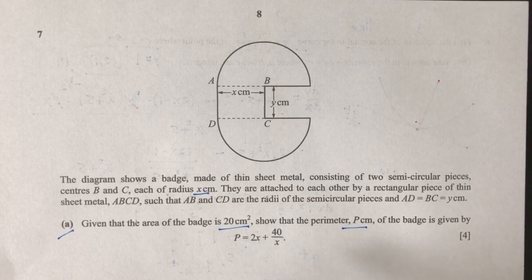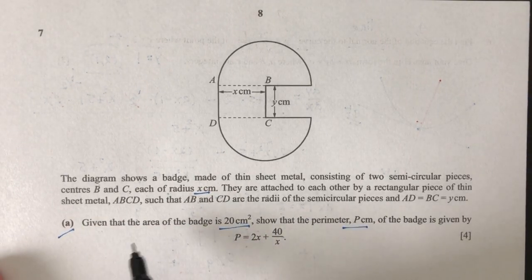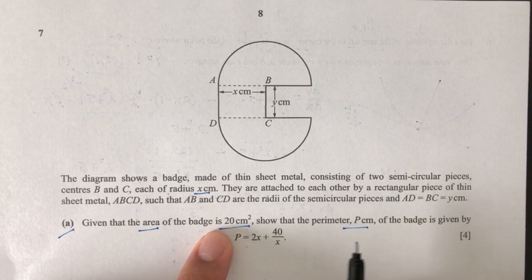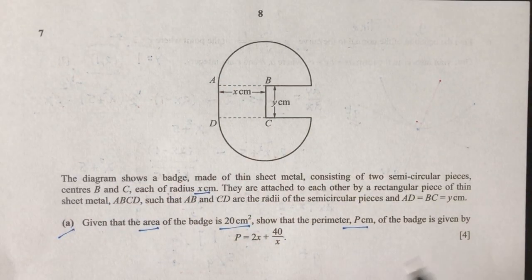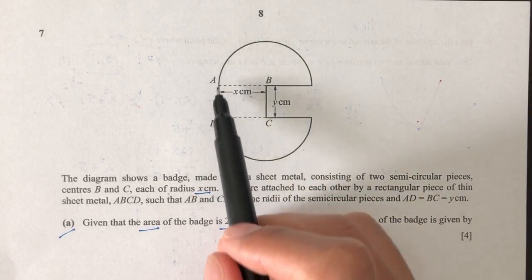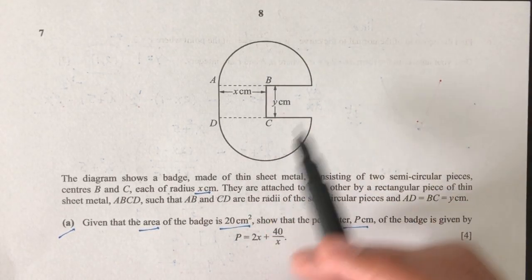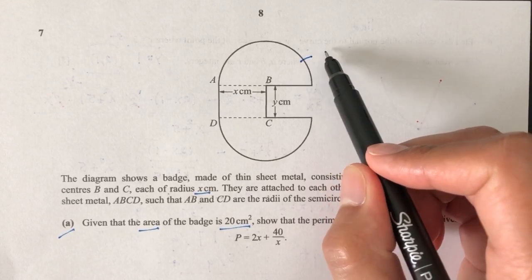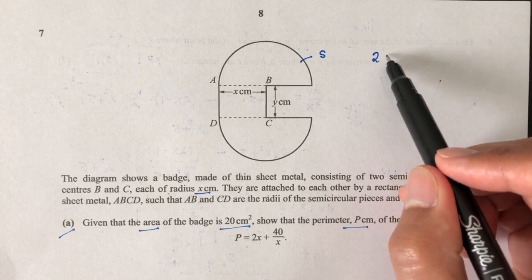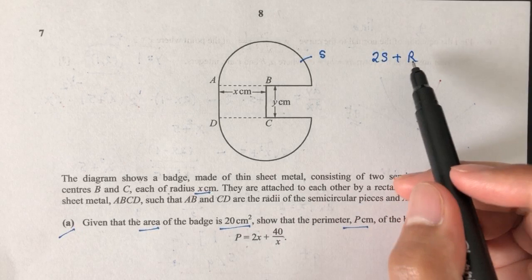So when we have some information here in the beginning, we have to use this information. It says the area of the badge is this much. So first let's try to find the area. How would you find the area of this shape? It will be area of this semicircle plus this semicircle and the rectangle. So one by one, right? Since these two are the same, let's call the area of semicircle S. So these two are the same, so that will be 2S plus rectangle.